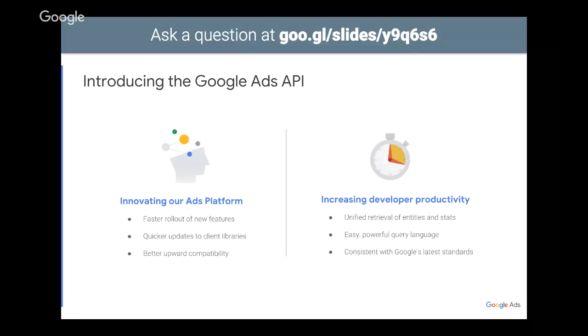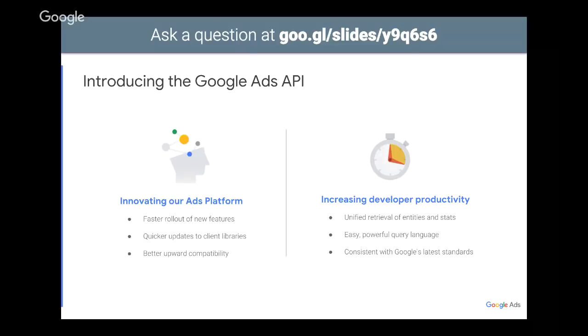Again, we're moving away from SOAP. We're moving to a RESTful interface and protocol buffers and gRPC, both of those at the same time. I'll show you a little bit how that's going to work. So this is going to make it a lot easier to interact with other APIs that are out there in, for instance, the cloud ecosystem.